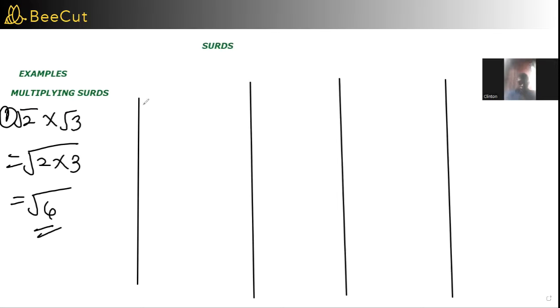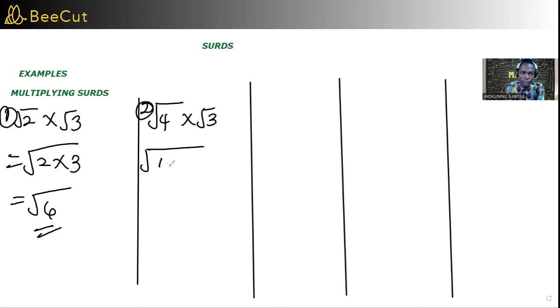So now 2, 4 times root 3. This time around, say 4 times 3 is root 4 times root 3. And it's going to be, but they can give us back and say we should simplify again. Okay?